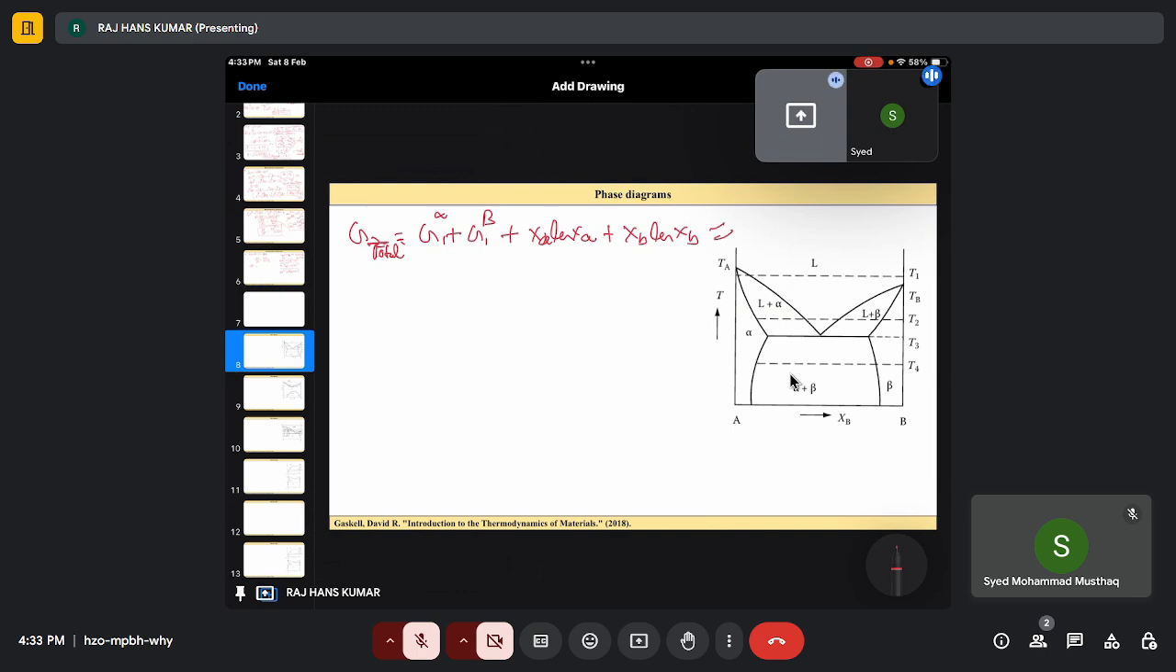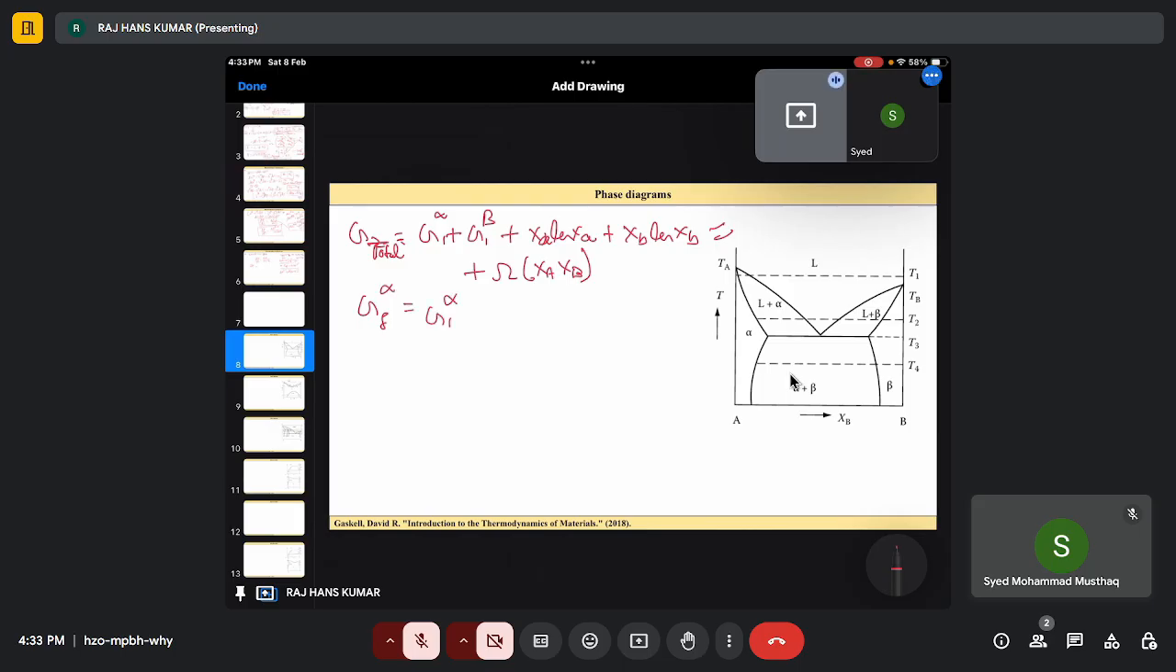Now, what happens for regular solutions? For regular solutions, you will have an enthalpy term, right? So that will be equal to omega XA XB. Now, what about G final of alpha?